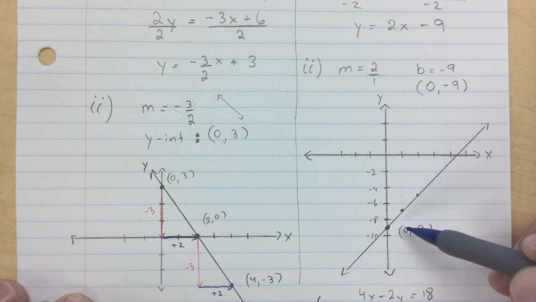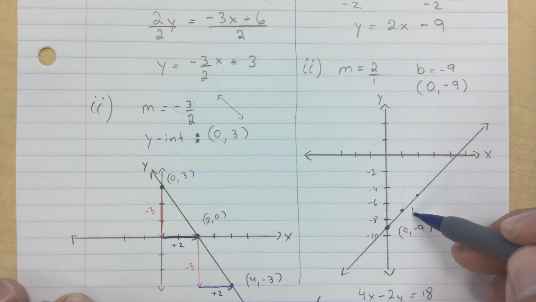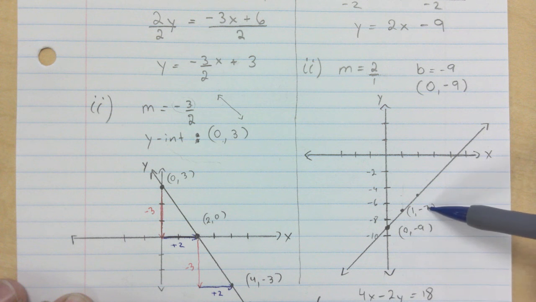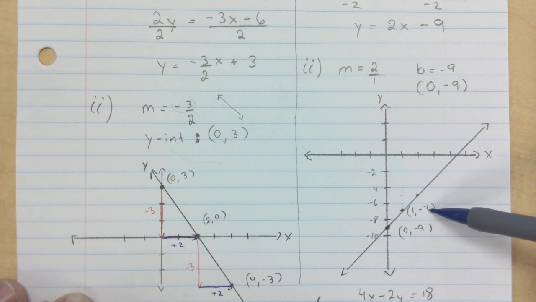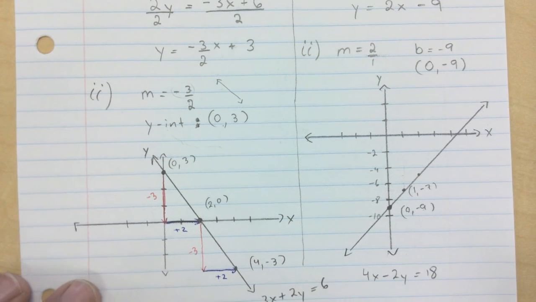Let's label one more point. Technically, this one is (1, negative 7). And if you think of your slope, you're rising 2 and you're running 1. So this went up by 2 from negative 9 to negative 7, and you ran 1 to the right. There's your graph.